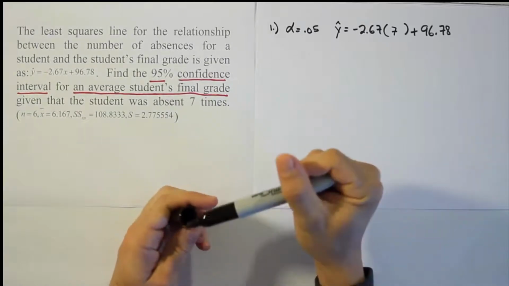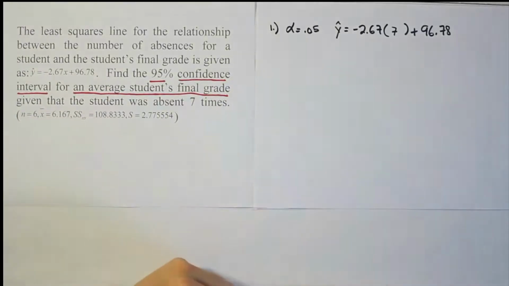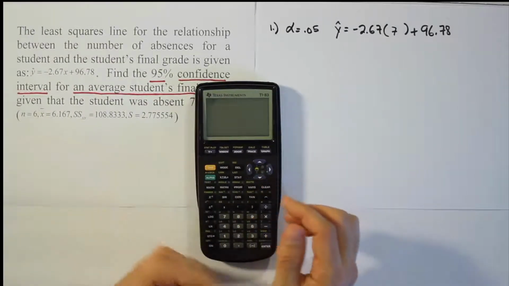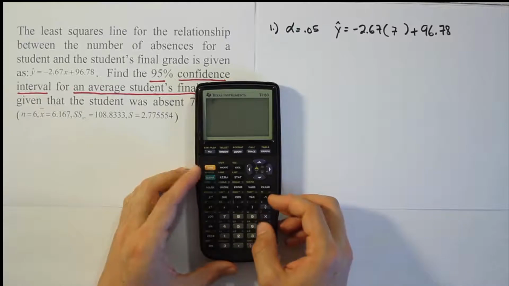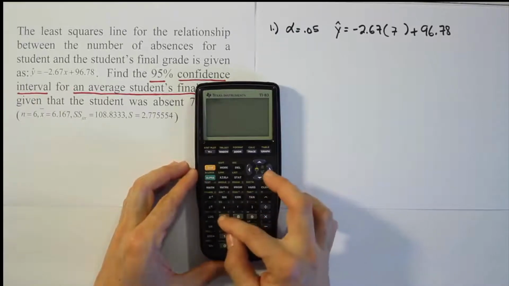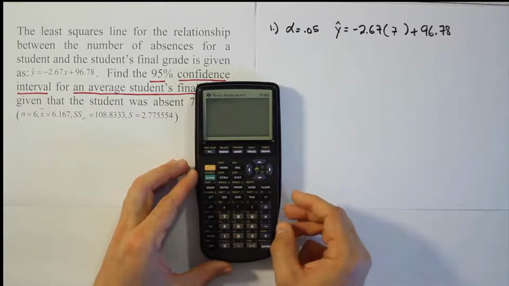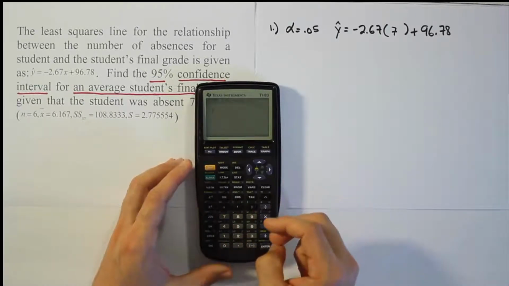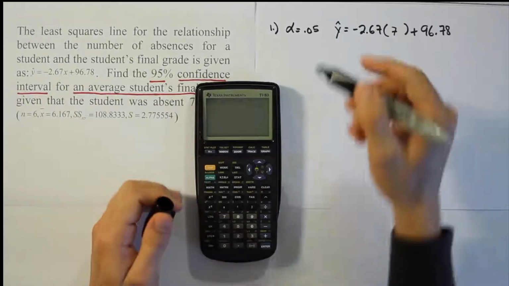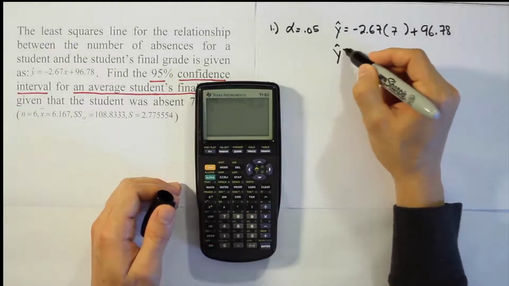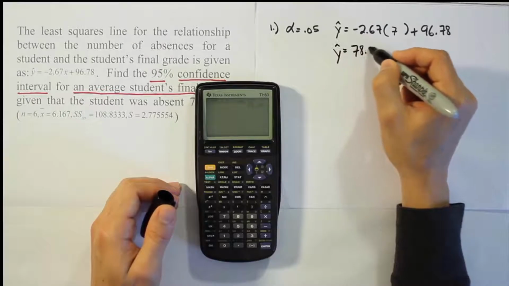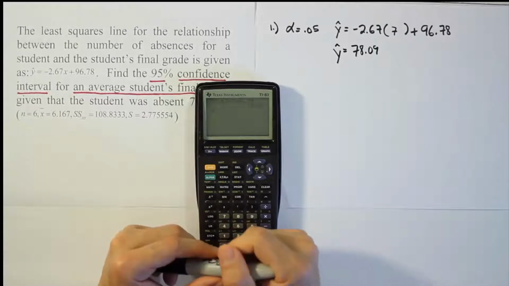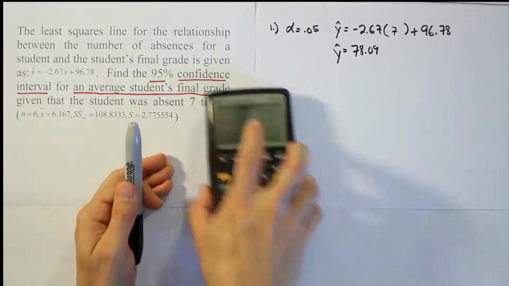All right, so let's first plug that 7 in like we just did, see what it gives us for this specific person's scenario, and see what the average grade we expect for somebody who has 7 absences. So minus 2.67 times 7 plus 96.78. Okay, so students who have 7 absences on average, according to this, are estimated to have a mean of 78.09 as their final average in the course. Okay, so that's our y hat. That's the first thing we needed, and that's what we did in step 1.